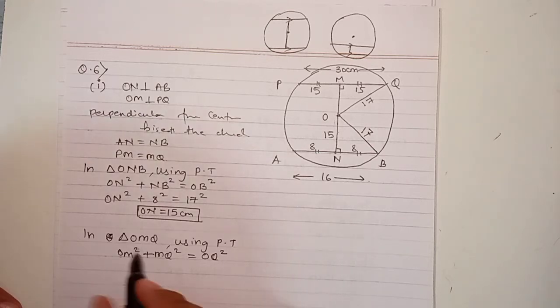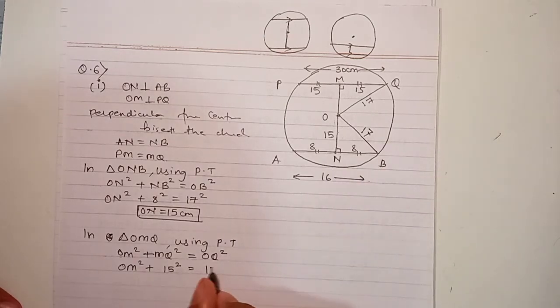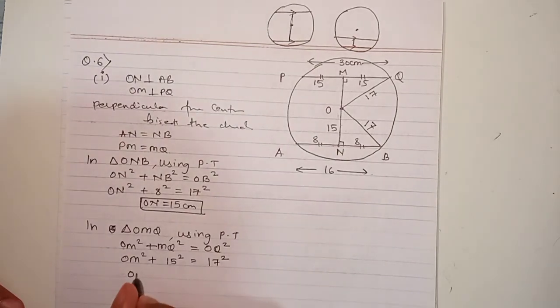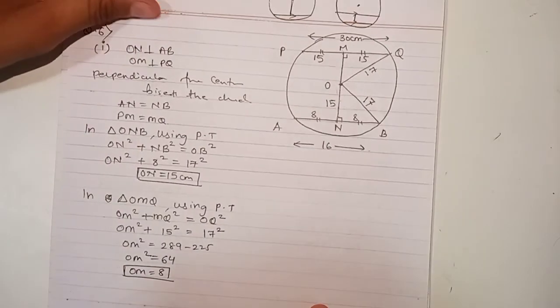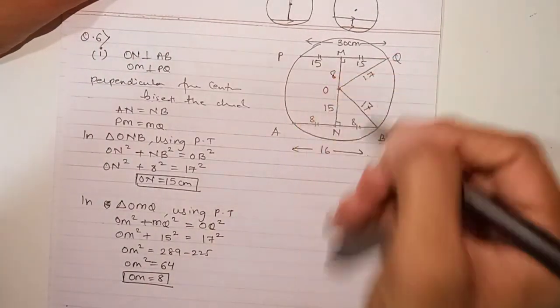So what is OM? We don't know the value of OM. MQ is 15 square and OQ is 17 square. So OM square is 289 minus 225, that is 64. So you will get OM as 8. So I've got OM as 8.